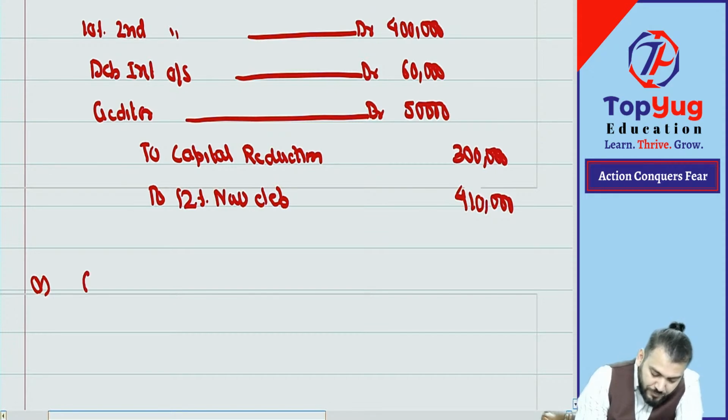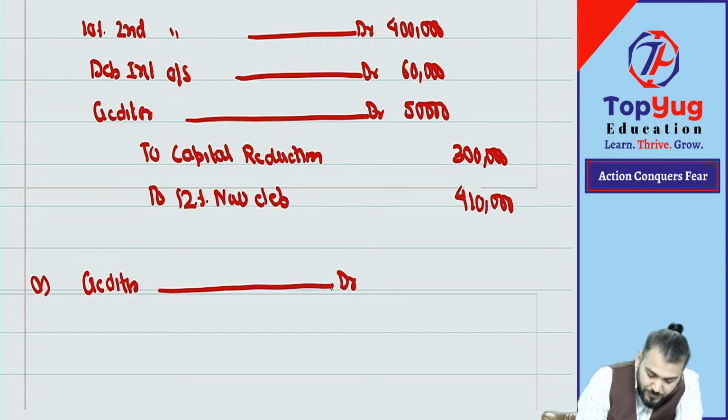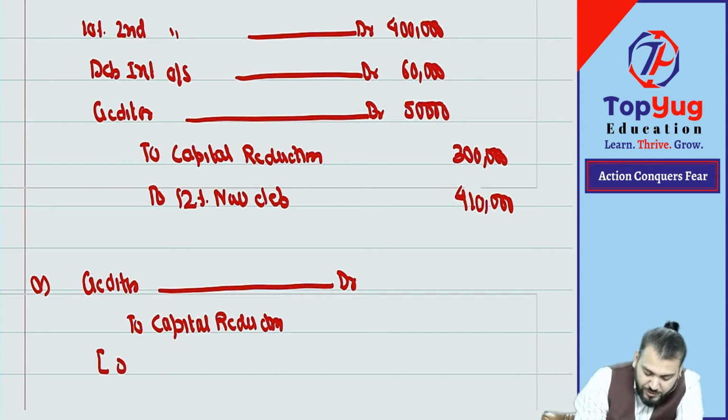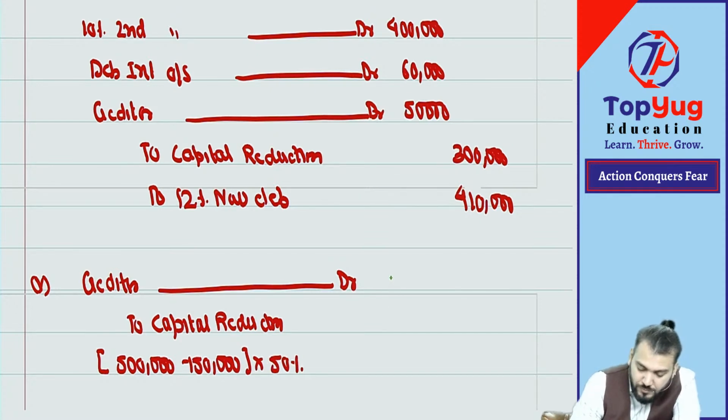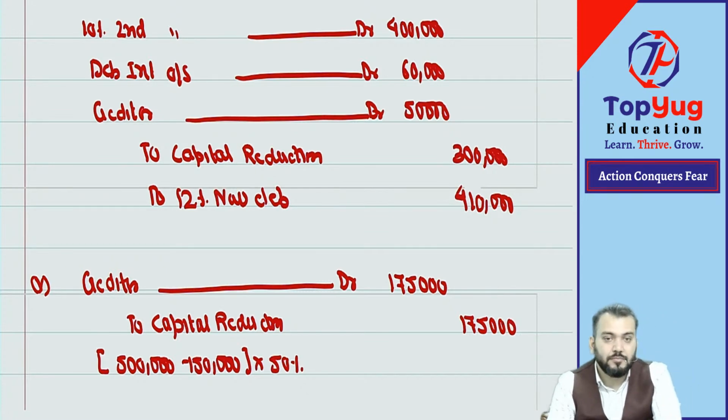Point number 5. Creditor account debit to what? Capital reduction. So this will be equal to 5 lakh minus 1 lakh 50,000 into 50%, which is equal to 1 lakh 75,000. This 1 lakh 75,000 will appear in the balance sheet. That is not yet cancelled. This also you have understood.